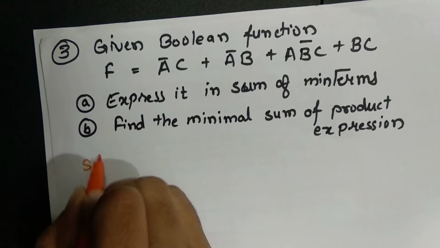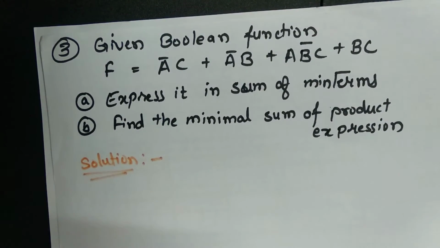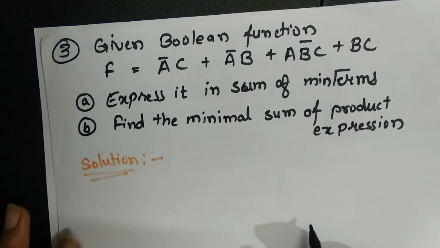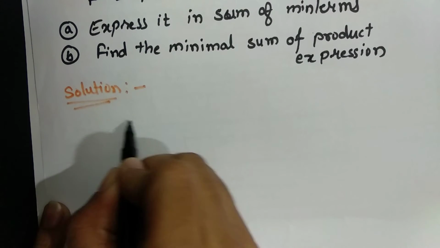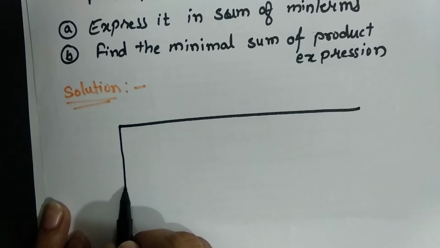So we will write down the solution related to it. The solution is, first you will draw the K-map. For this you are going to draw the K-map first. Here is your K-map.